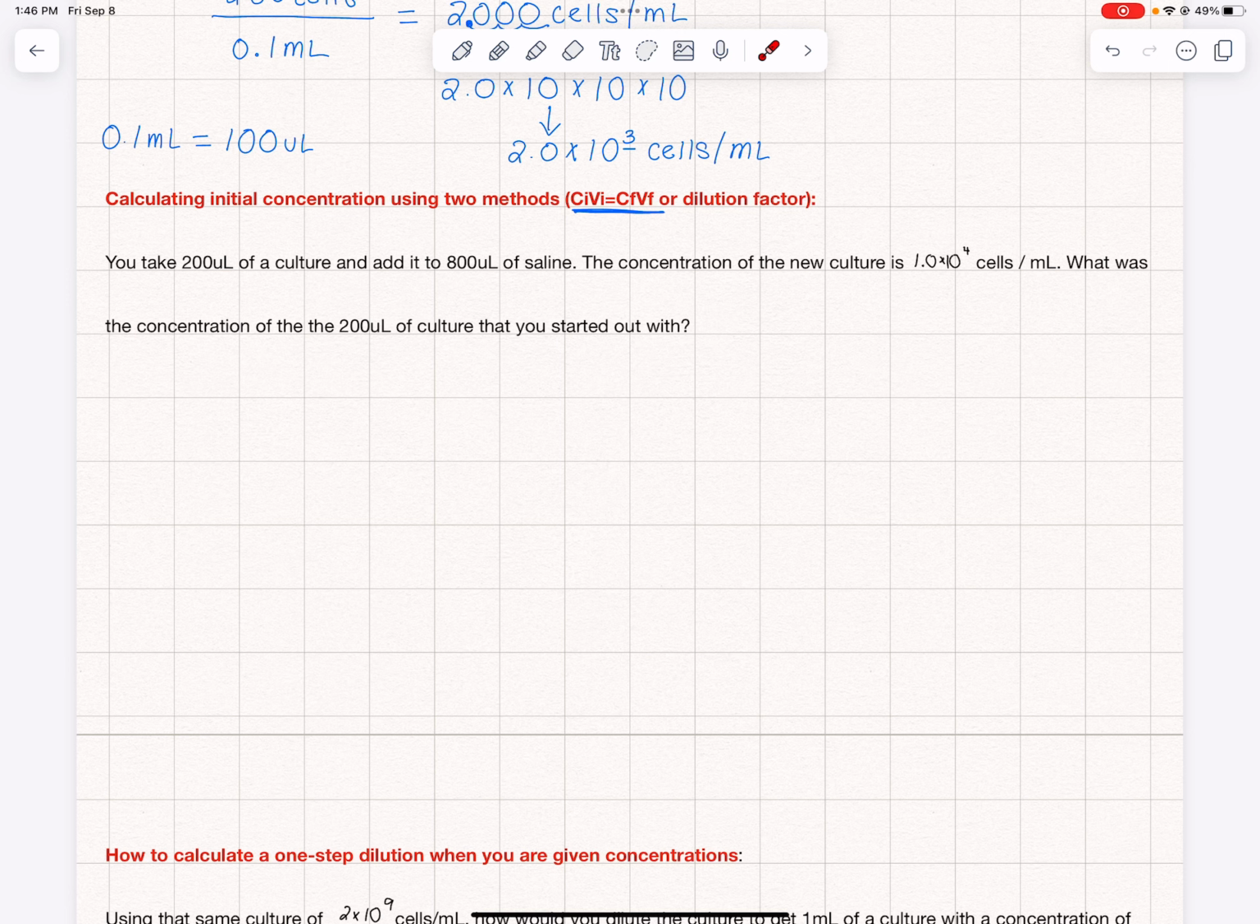So in order to plug in our values into this equation, what's helpful for me is to identify what variables were given in our problem. So the first question is asking us what the concentration of our starting culture is. So we already know that at the end of this, we are going to be trying to solve for our CI. We also know that the volume of this initial culture started out with 200 microliters.